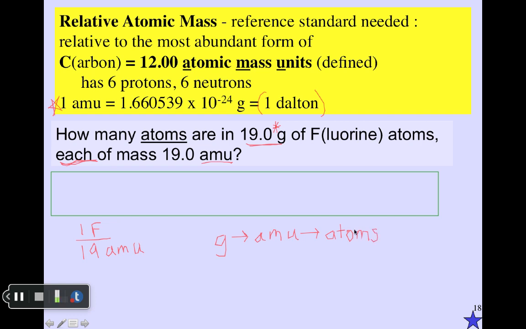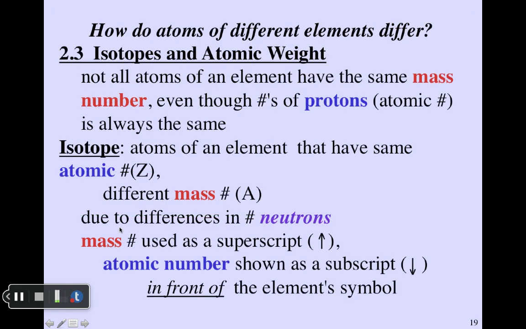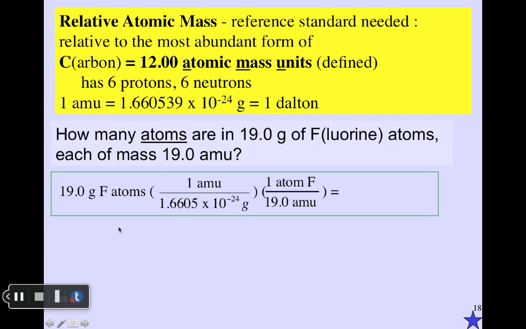Okay, so having said that, let's begin. This one's an easy one, it's set up for us. We'll begin with 19 grams of fluorine atoms, and I will fill in this space here that I didn't. And then the 1 AMU per 1.6605, wait a minute, back up, sorry, I didn't turn on my tool. Oh, it went away, sorry about that. So 1.6605 times 10 to the minus 24 grams is equal to that 1 AMU, and from that point you can see that the grams will cancel.